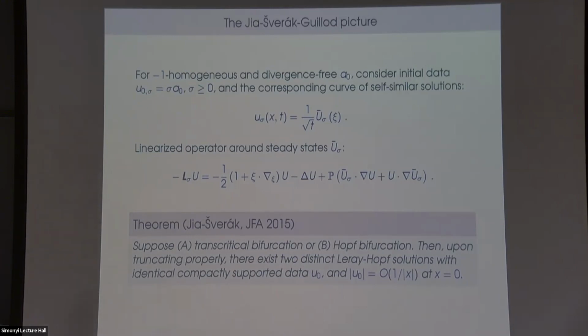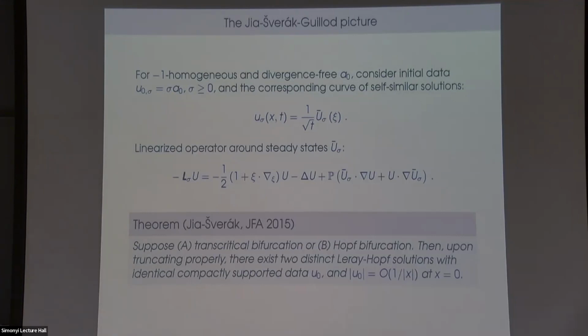When sigma is small, they're stable. As you start increasing sigma, there's the chance that they might become unstable. And you can understand this by writing the linearized operator around these steady states. Now, if the solutions do become unstable and maybe there's some bifurcation, so some new solutions emerge, then that will correspond to a loss of uniqueness.